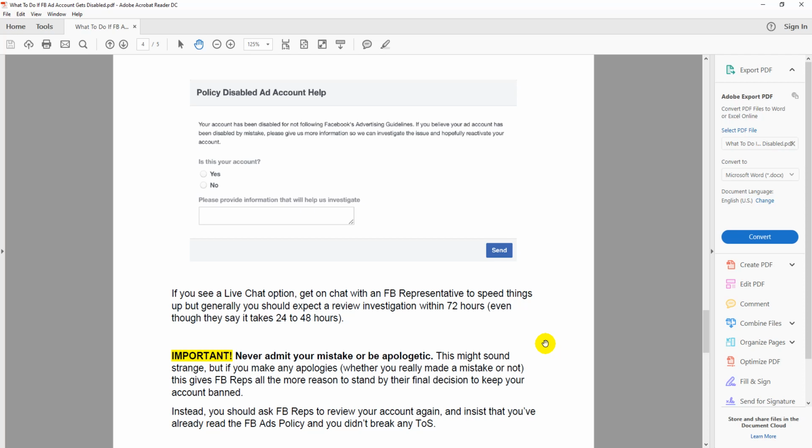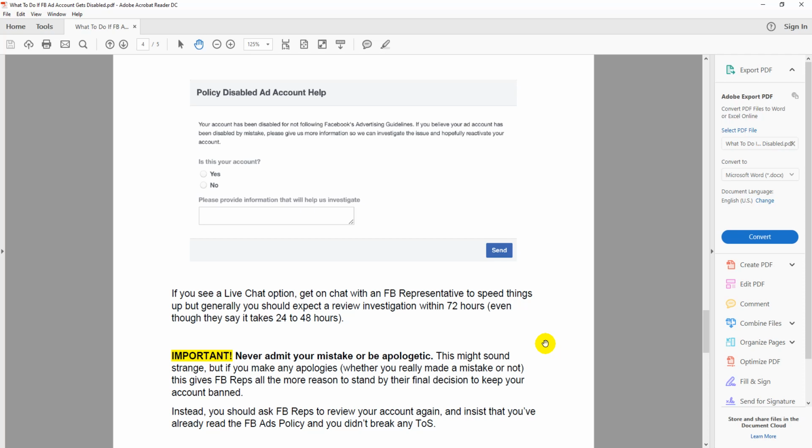So never admit your mistake. Instead, you want to word your appeal to say that you have read the ads policy, and make sure you do, by the way, so you know what you're talking about. You are compliant with all the ads policy, and you didn't do anything wrong, so please review and reinstate my account. That should be the way you word your appeal. Now, if you didn't do anything wrong and everything should be fine, you will have your account back. This can take anywhere from a few hours to up to 3 days in my experience.